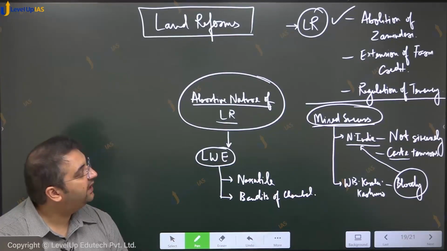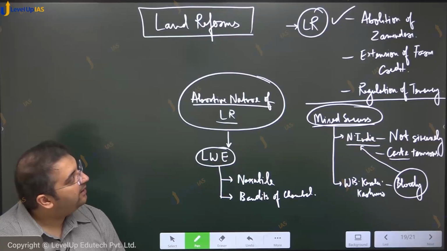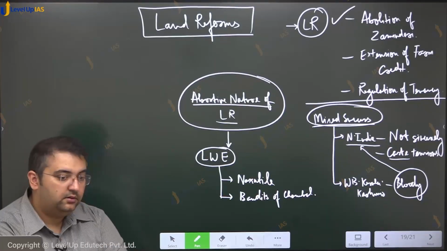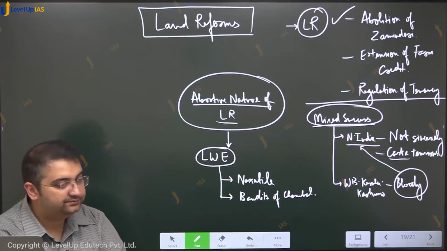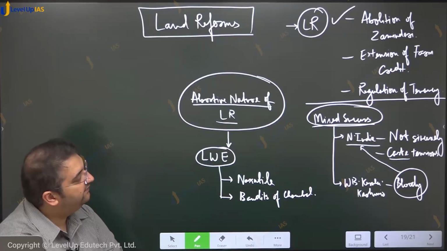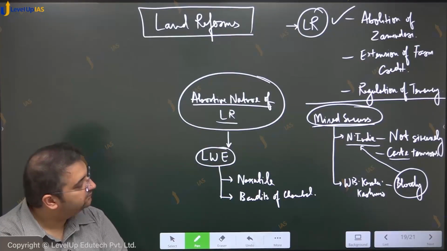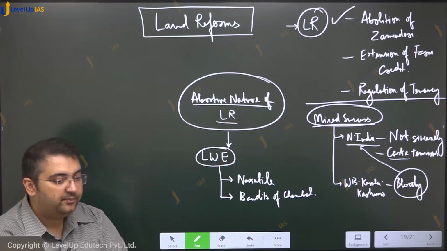While land reforms, critical analysis, successfully abolished zamindari, protected tenants, and made farm credit available to peasants, in North India much of this progress remained on paper.